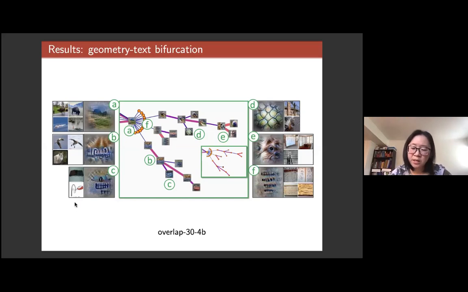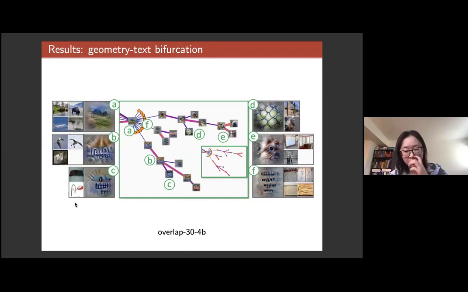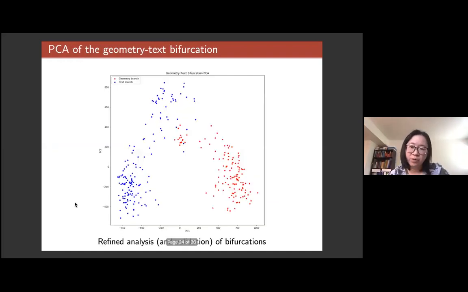So again, to go back to the PCA, if you take all those activation vectors from the mapper graph in the middle and project them in PCA, the red is one branch, and the blue is another branch.